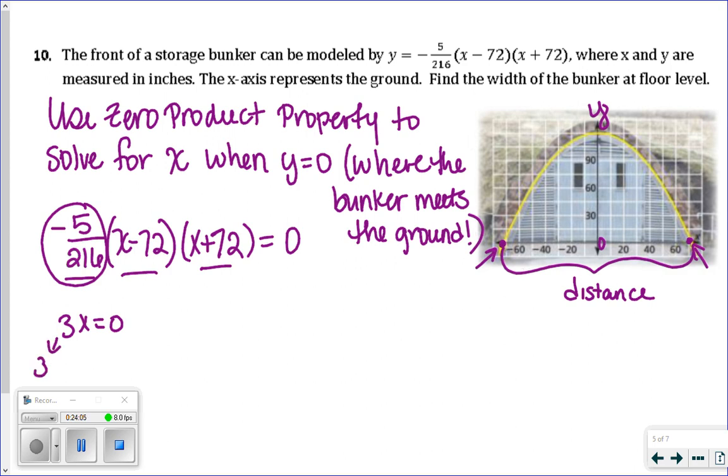But we already know this is 3. So we already know that's not going to be the 0. It would have to be this guy, right? So only factors that have a variable are the ones you need to worry about.